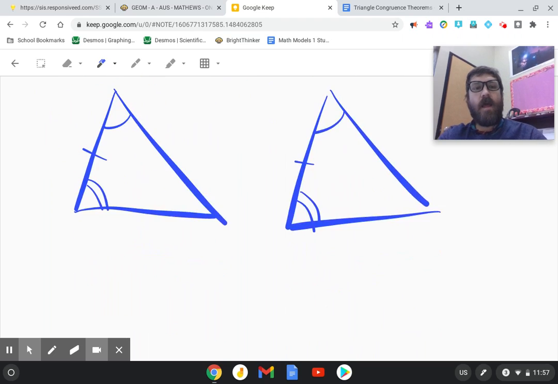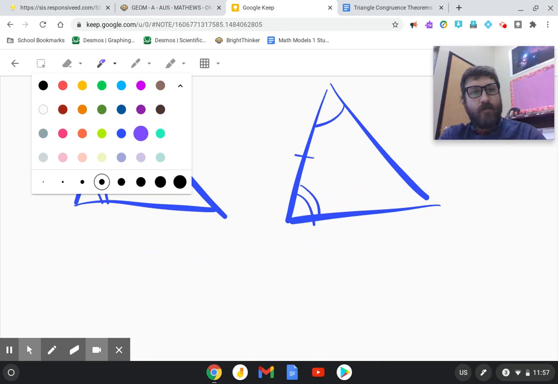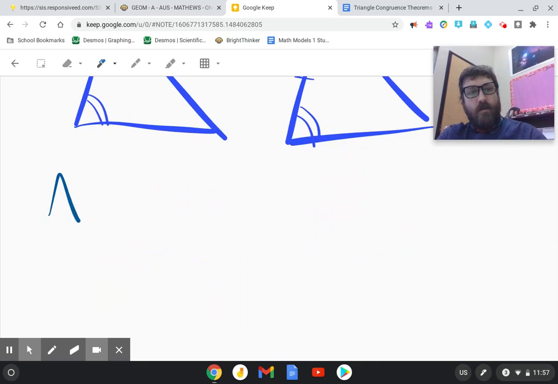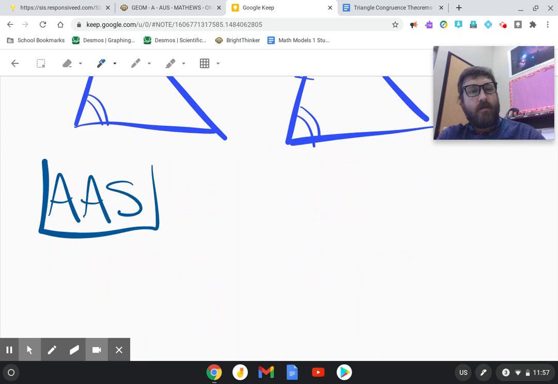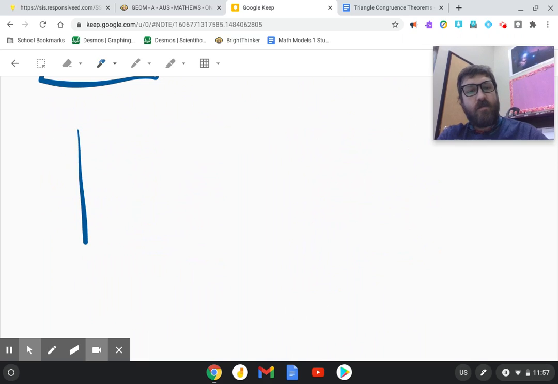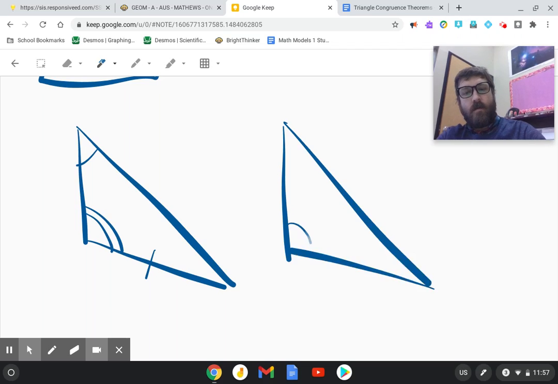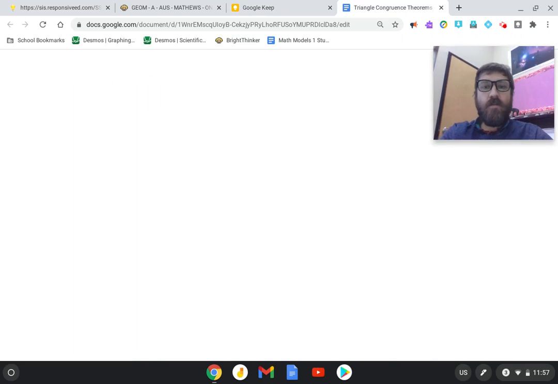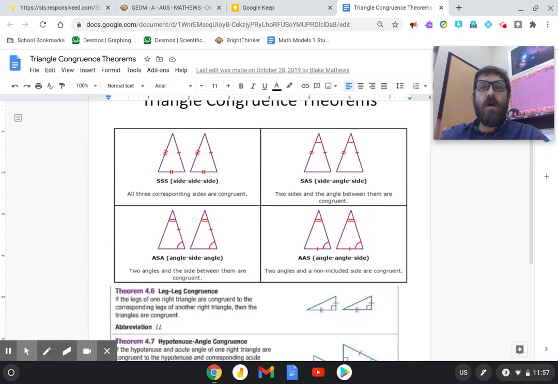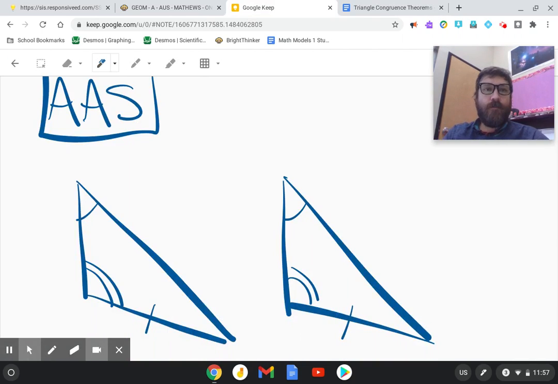And that is different from our last one, which is angle, angle, side. And so this is where I have two angles and another side. So again, two angles and another side. And so this is summarized here on the triangle congruence page. These are the four triangle congruence theorems that you can use to prove that two triangles are congruent.